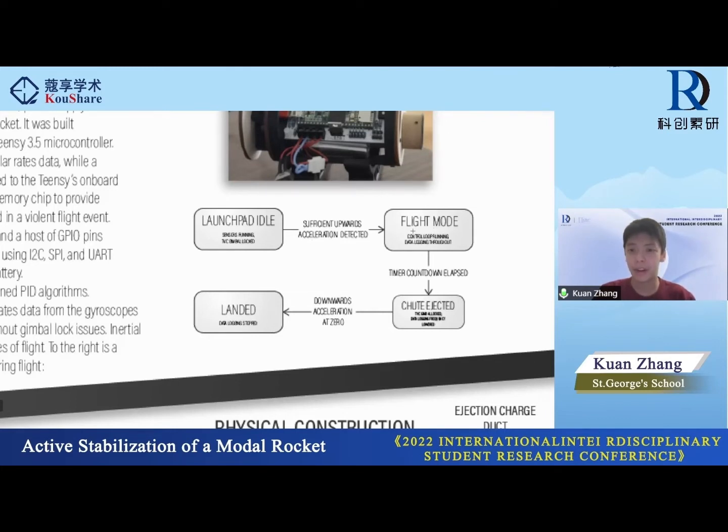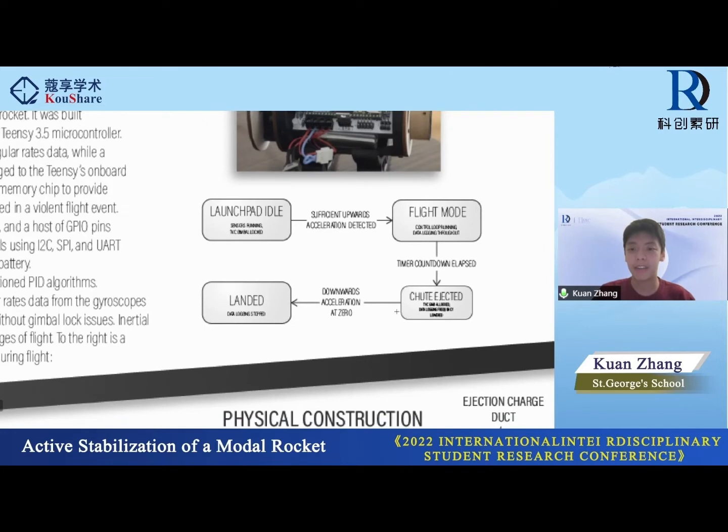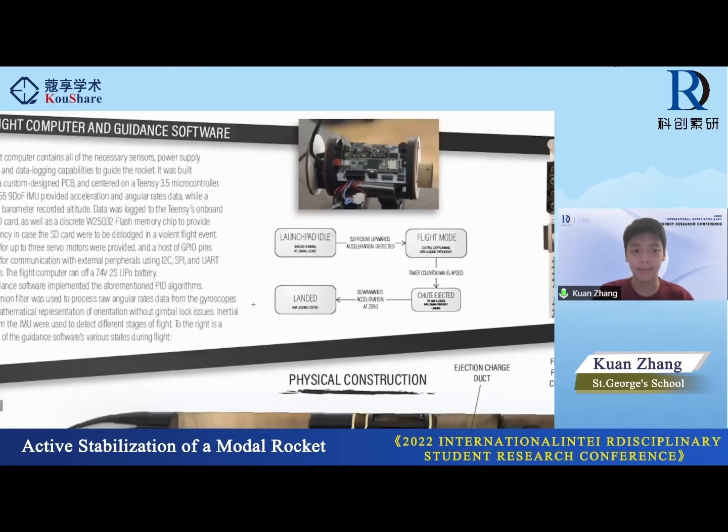In this case, all of the guidance software is running. The data logging is increased to a rapid frequency, so we're logging all of that data to the SD card and the flash memory. Once an onboard timer elapses, so the rocket knows that the parachute is ejected, it stops, the guidance locks the TVC mount once again, and prepares for landing. Once the downward acceleration is detected to be 0, the rocket knows it is on the ground, and it stops the data logging as the flight is now completed.